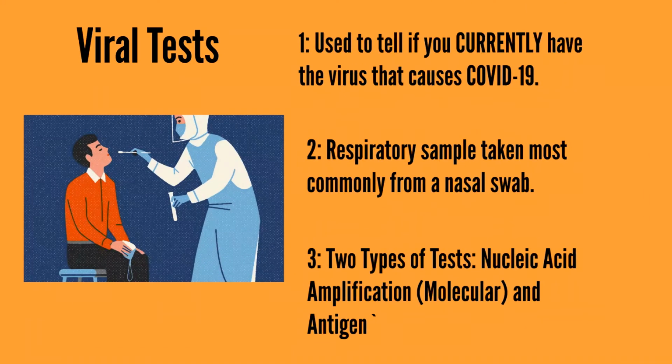The first group of tests we're going to talk about are viral tests. Now, viral tests are good for the moment you are getting tested and only that moment. They're used to tell if you have a current infection. So, do you currently have the virus that causes COVID-19? The respiratory sample is most commonly taken from a nasal swab. And there's two types of tests here. We have nucleic acid amplification, also known as a molecular test, and also an antigen test that can be administered.